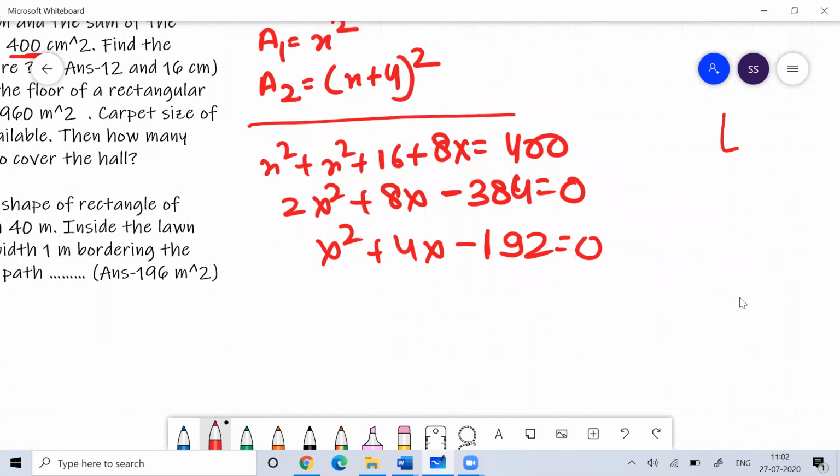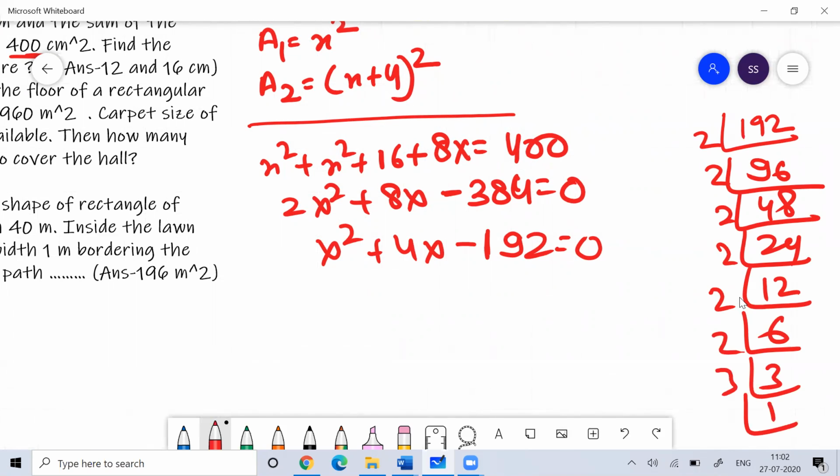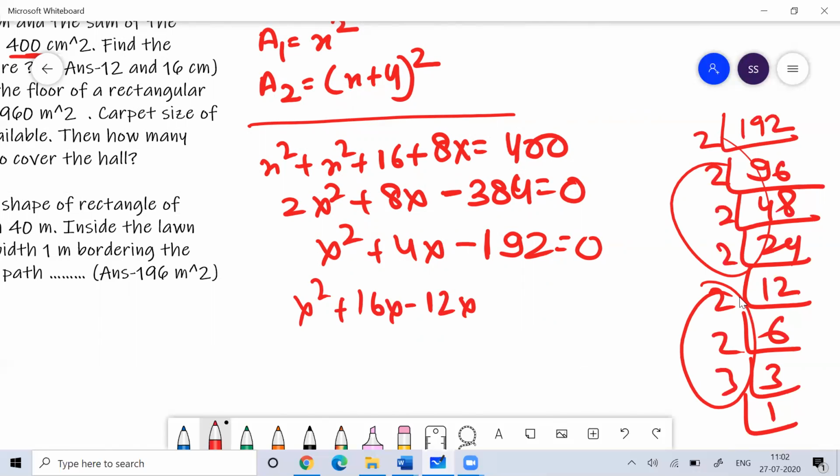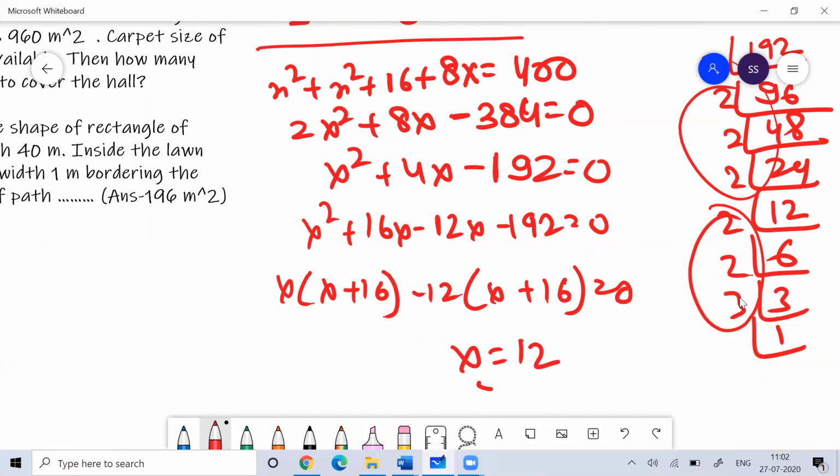I can find the factors of 192. That is 2s are 96, then 2s are 48, then 2s are 24, then 2s are 12, then 6, then 2s are 3. So I can find the factors. This is 12 and this is 16. So x square plus 16x minus 12x minus 192 is equal to 0. Now x plus 16 into x minus 12 is equal to 0. So the value of x you get is 12.